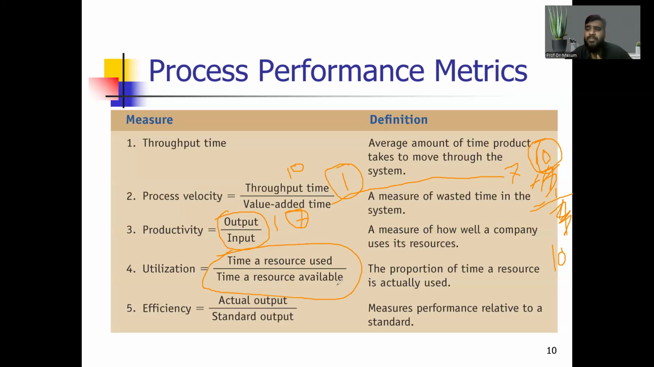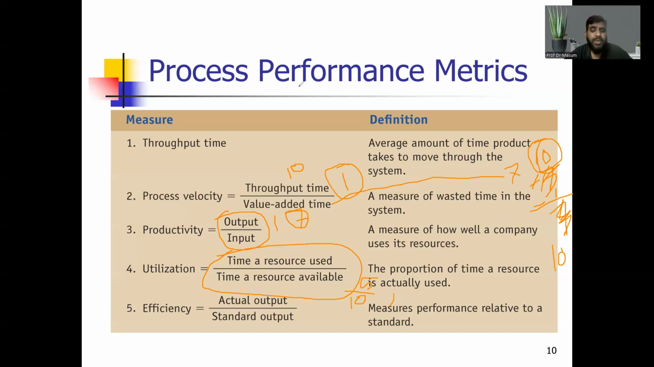What is it? Say for example, you have bought a machine, say for example, a washing machine. Your washing machine capacity is 10 kg. But on average, you are using it every day, you are washing only 5 kg. So 5 divided by 10 equals 50%. Your utilization is 50%. Are you getting what is utilization?